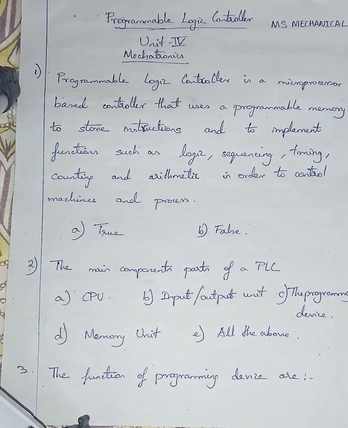What this question means is programmable logic controller is a microprocessor based controller. Controller means controls things, that uses a programmable memory to store instructions and to implement functions. In order to implement functions, it has some instructions which is in a program format, and it is used to implement functions such as logic, that is and, or, nor, XOR, sequencing. Timing means timing of the operations, and counting, how much time the program started, how much time it taken, how much time elapsed, that all comes in counting. And arithmetic means arithmetic operations, addition, subtraction, multiplication, division, that all comes in arithmetic operation in order to control machines and process. To control the machine and the process, it does logic, sequencing, timing, counting, and arithmetic operations.